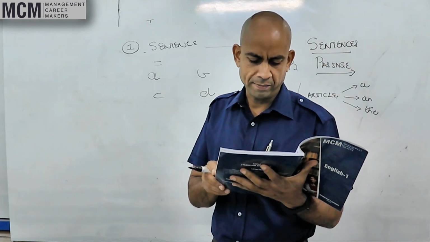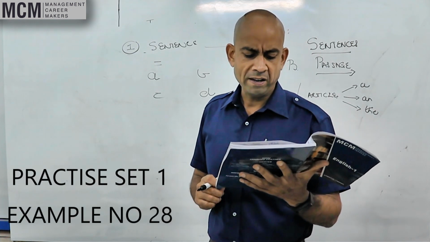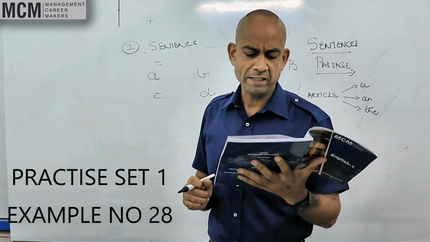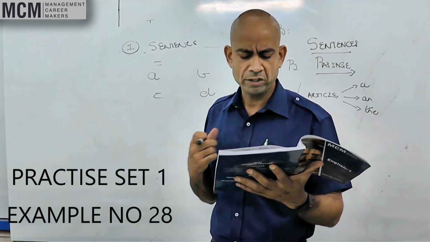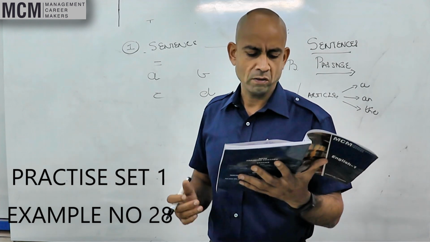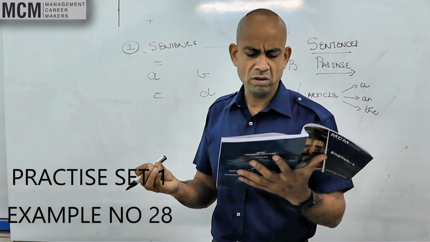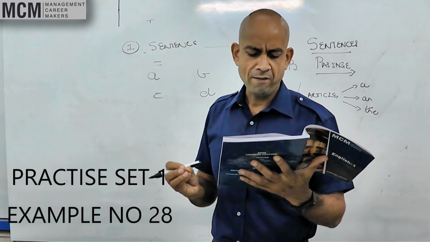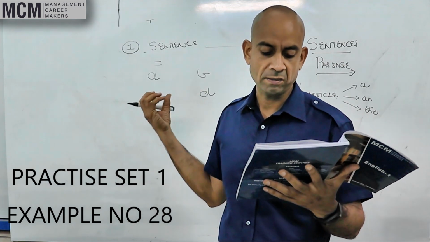Let's look at some more examples. Number 28. The propeller-driven fighter planes of the Second World War have long been completely dash. Now look at the options given over here. Have long been completely, A is old, doesn't suit the requirement. Have long been completely aged, this doesn't work in context grammatically.